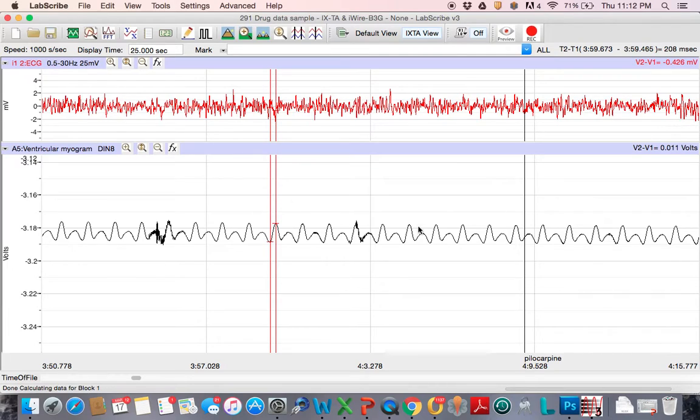And then the duration of that contraction phase is T2 minus T1, which is right up here at 208 milliseconds. We're looking only at the myogram down here. We're ignoring the ECG up here. We don't need to worry about that again for any of the other figures that we have.